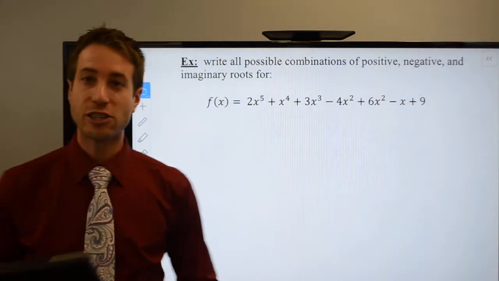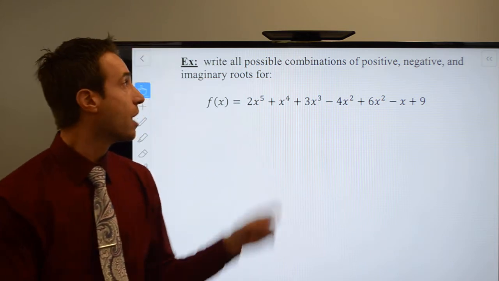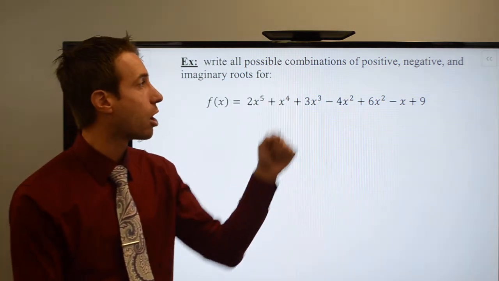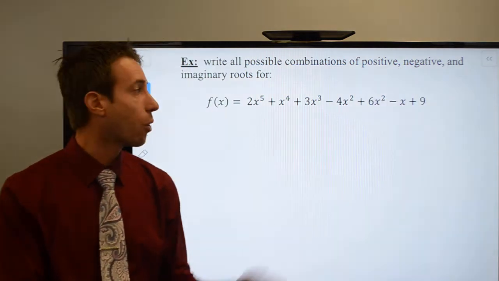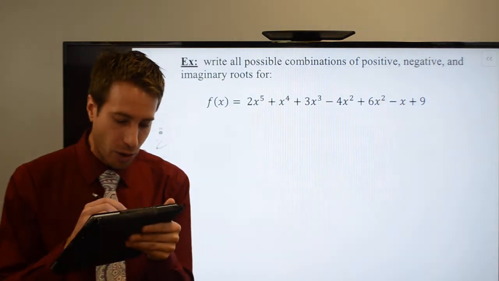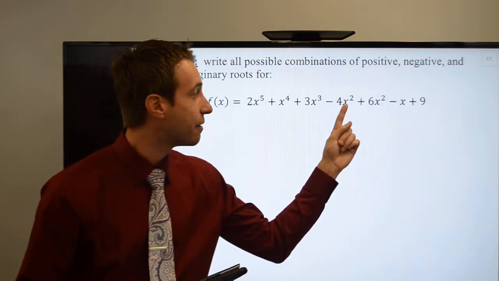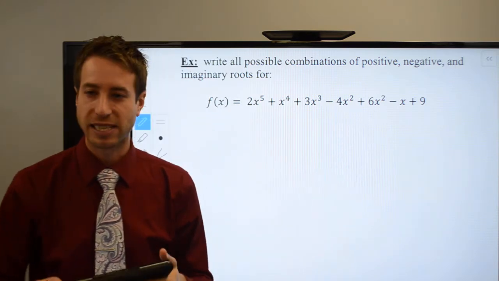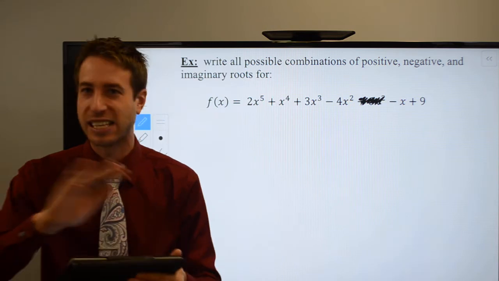Alright guys, welcome to this page of the notes, and we're going to go ahead and do another example problem where we're going to use Descartes' rule to find all possible combinations of positive, negative, and imaginary roots for this polynomial. And I apologize, there is a typo in this problem. You may have already recognized that I have a negative 4x squared and a positive 6x squared. Just go ahead, scratch out that positive 6x squared.